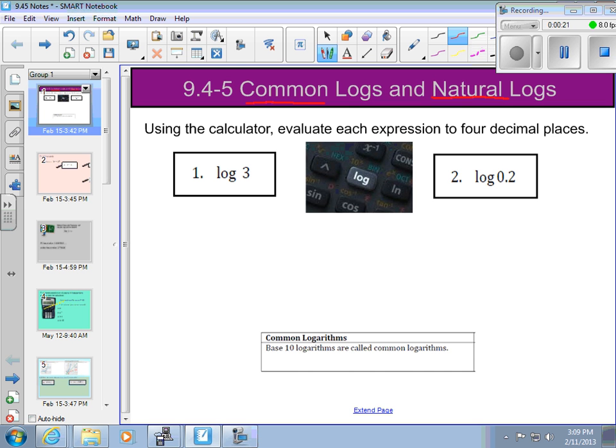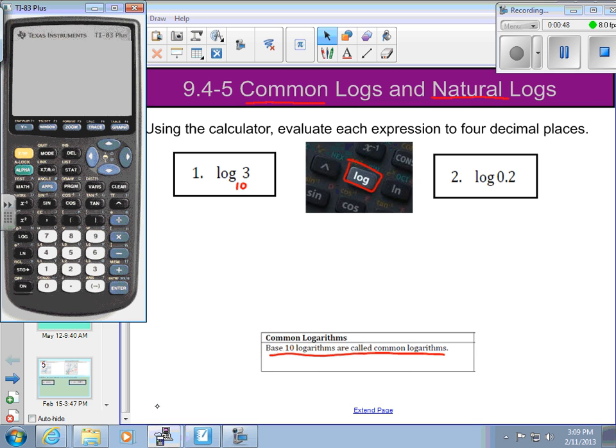You've seen this log button on your calculator before that says log. Log, short for logarithm. Anytime you see that, that is the common log. So anytime there's a log and there's no base number shown, it is base 10. Base 10 is the common log. So anytime it's just log, it's really understood to be log base 10. We can do common log on the calculator.